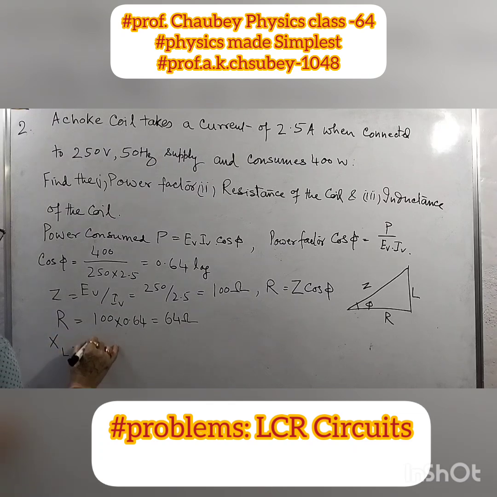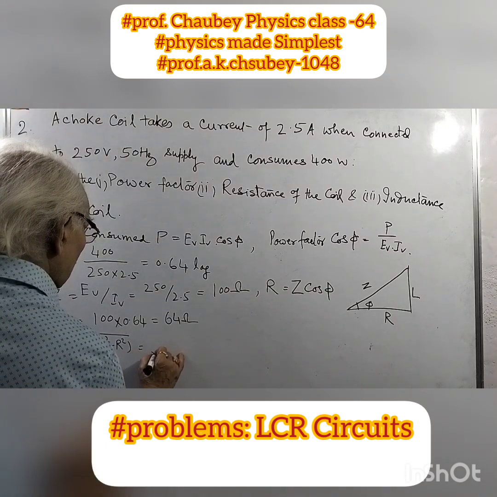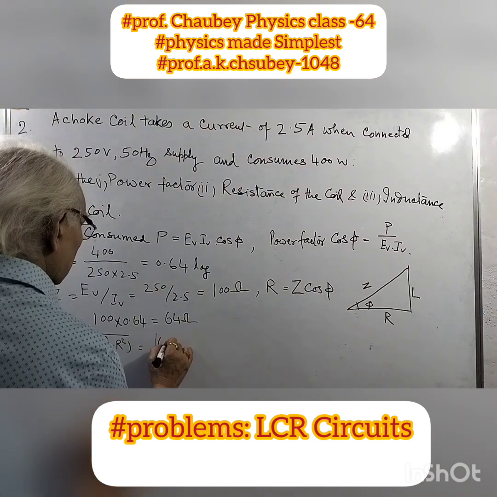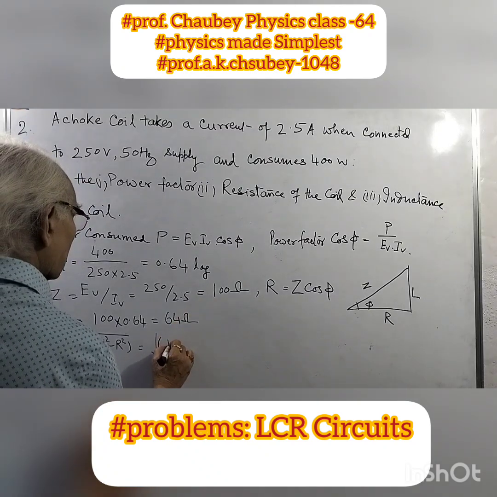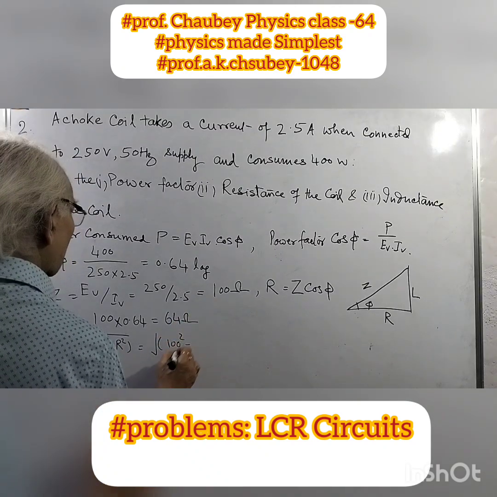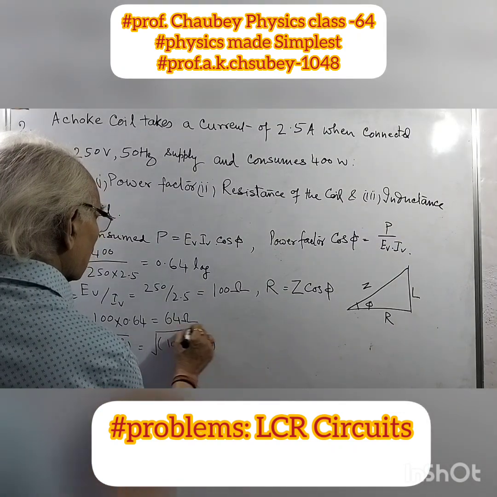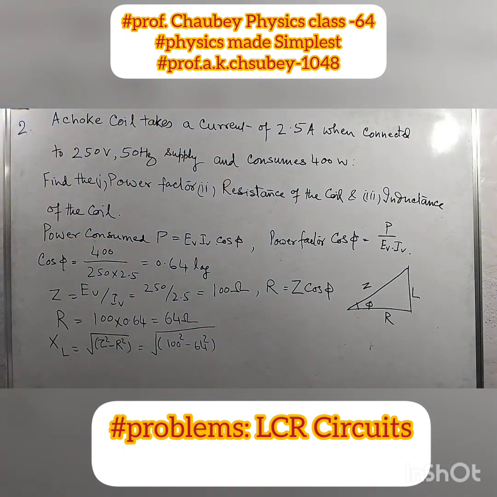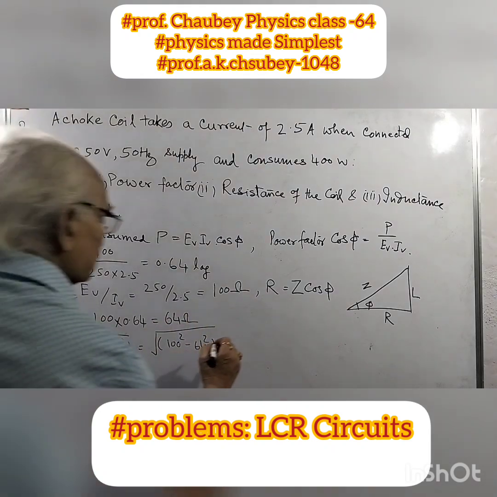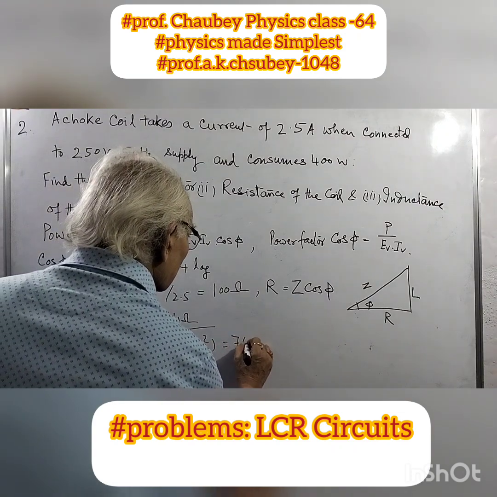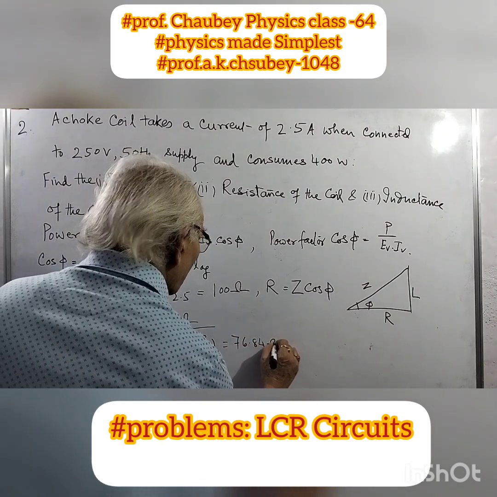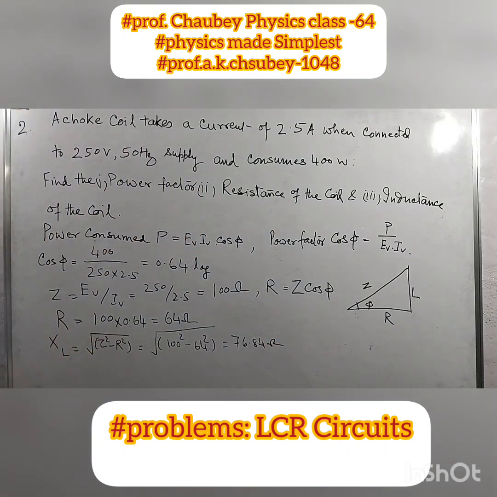Now XL is equal to under root Z square minus R square, so that you can calculate. Under root, Z square means 100 square minus R, 64 square. So this you can find out. The value of this will be 76.84. So XL is also known.